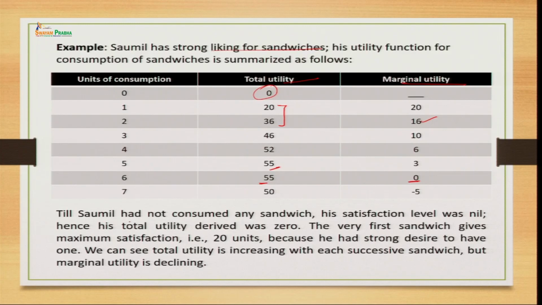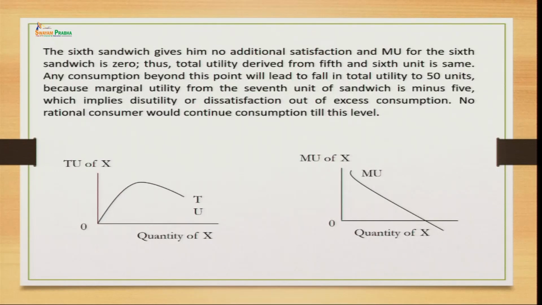So, until Somil had consumed any sandwich, his satisfaction level was nil, like I said, and the total utility was 0. But the very first sandwich gave him the maximum satisfaction, that is 20 units, because he has a strong desire to have one. We can see that total utility is increasing with each successive sandwich, but the marginal utility is declining. So, let us move on with this example further.